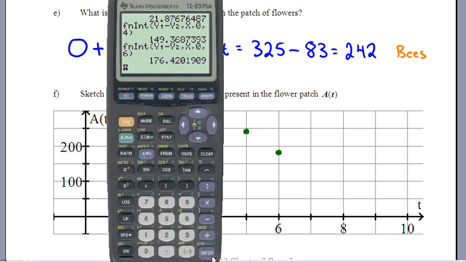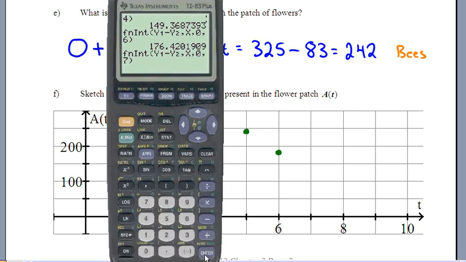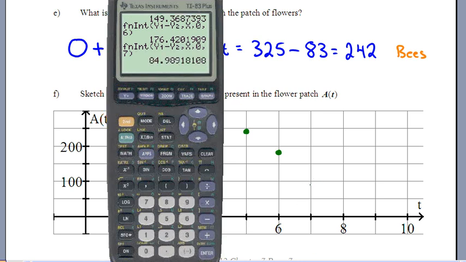Okay, just a couple more to do. At time 7, a whole bunch of bees will have come, and a lot of them will have left. And at time 7, there are still 85 bees in the flower patch. Yeah, they're all starting to leave now. Kind of looks like almost like an amusement park as well, right? Where a whole bunch of people arrive at the beginning and then they start leaving. And later on in the day, there are more people leaving than there are entering.